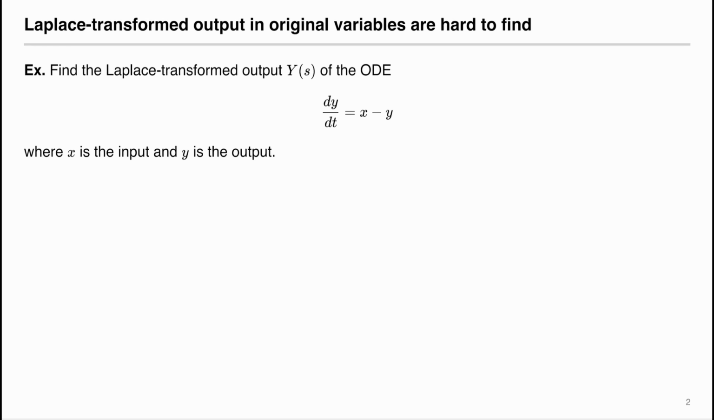Before we dive into motivating the transfer function, I want to take a step back and show that there's a difference between using the original variables in the physical space and the deviation variable in the deviation space that we will define later. Here, let's first find out the Laplace transform output using original variable.